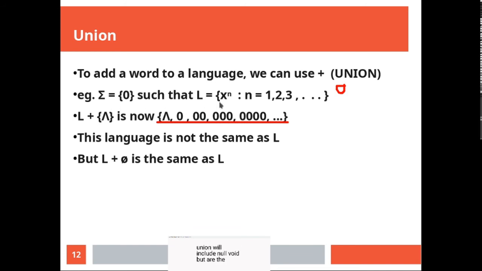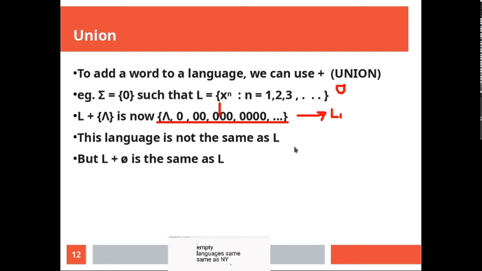But are these two languages the same? No, because this language says that I cannot have a word of length 0, but here I have included length 0, so this becomes a different language. So union may result in a different language. In this case you are adding the elements of these two sets and making a new set. All these elements combined make a new set, and this is not the same as L. But L plus phi, that is the empty language, is the same as L.